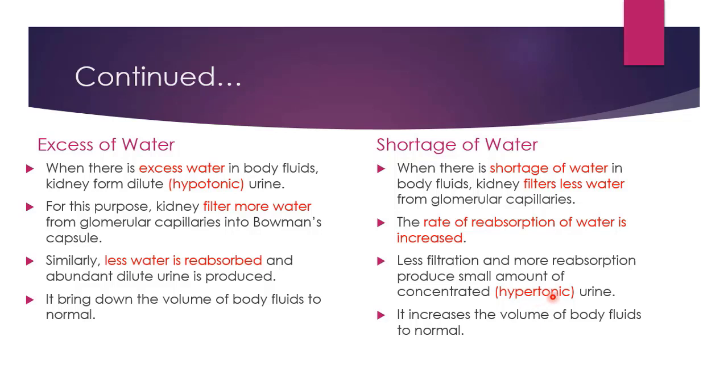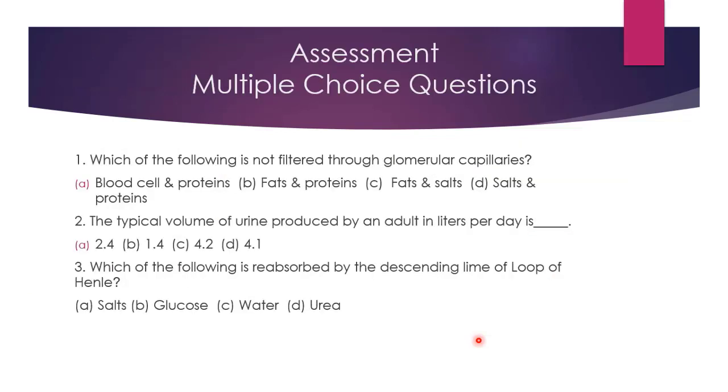What is hypertonic? It is a kind of solution in which a less amount of solvent and a large amount of solute is present, which means it is a concentrated solution. And it increases the volume of body fluids to normal. So this is how a kidney works in osmoregulation of our body. So students, this was all about the basic functioning of kidney, the chemical composition of urine and osmoregulatory function of kidney. Now we will assess our lecture with the help of some multiple choice questions.